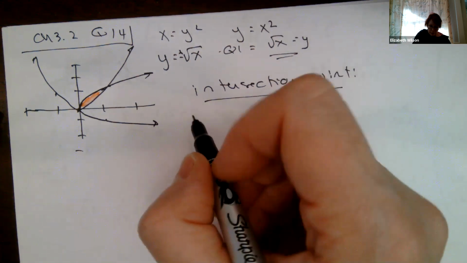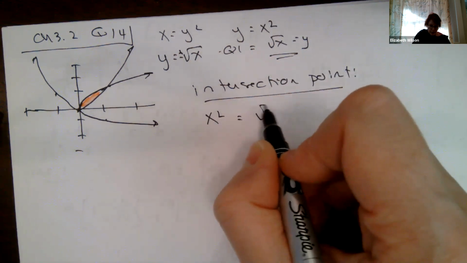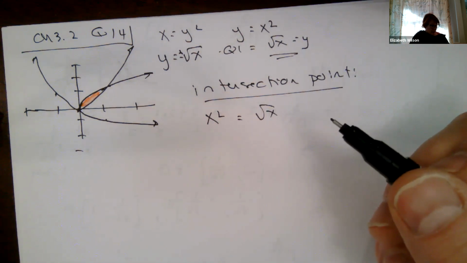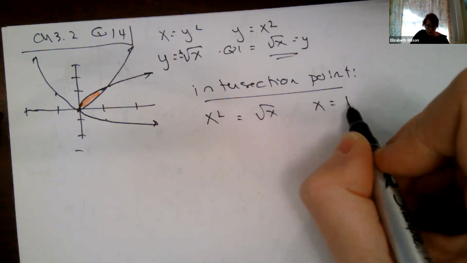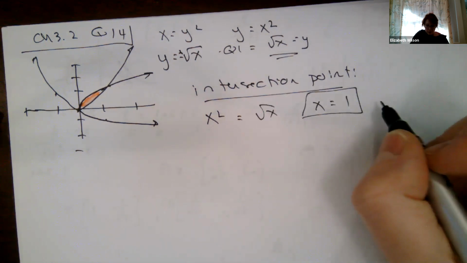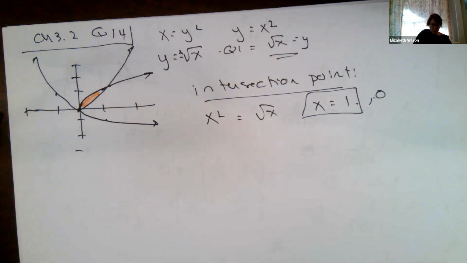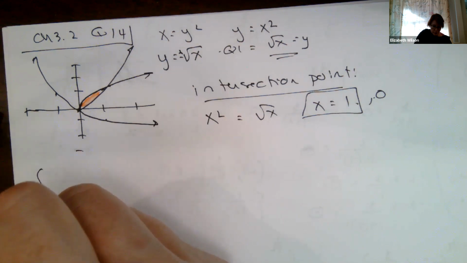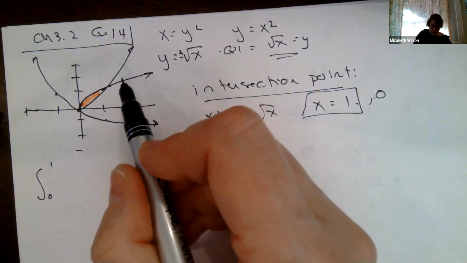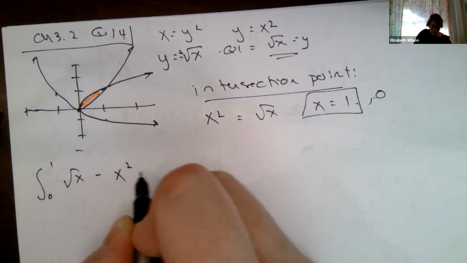So I'm going to set them equal to each other. So this is going to be x squared equals radical x. And they intersect at x is equal to 1 and x is equal to 0. So that's going to give me my bounds of integration. My top function is right here. So from 0 to 1, my top function is radical x minus my bottom function, x squared.